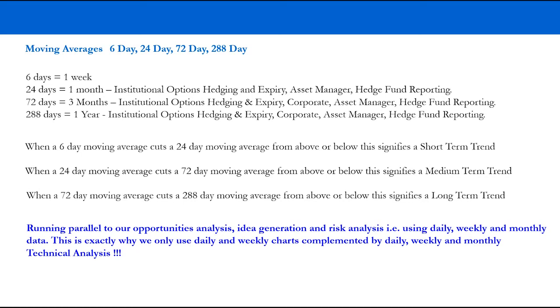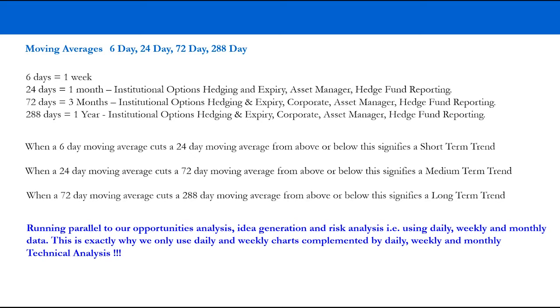Now, running parallel to our opportunities analysis, our idea generation, and our risk analysis, so using daily, weekly, and monthly data. This is exactly why we only use daily and weekly charts, complemented by daily, weekly, and monthly technical analysis. So if you remember, right at the beginning in the foundation of the video series, we were looking at daily volatility, and we were looking at weekly and monthly volatility. And we got to our optimal 1 to 3 month time horizon.